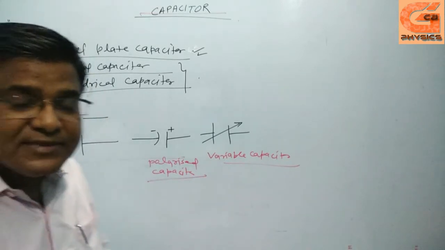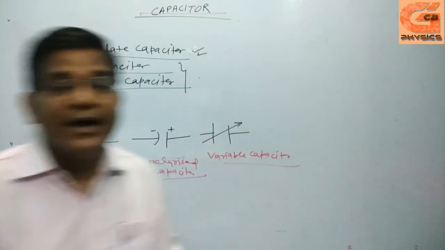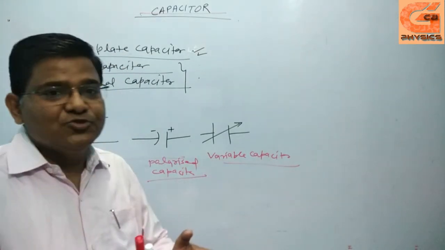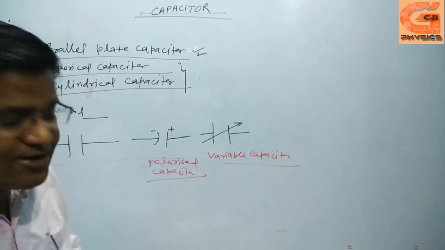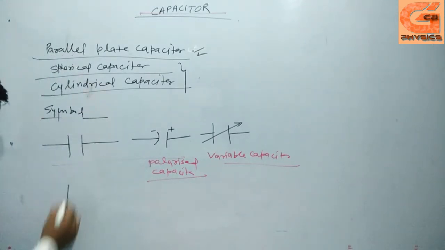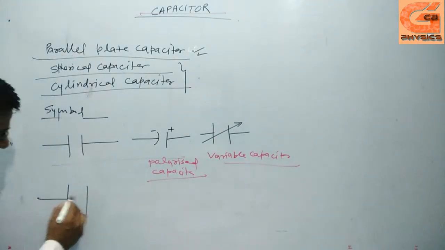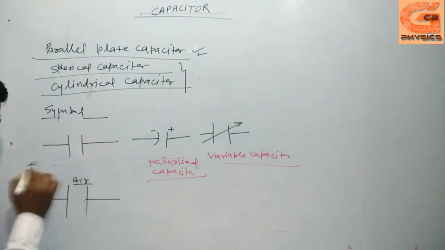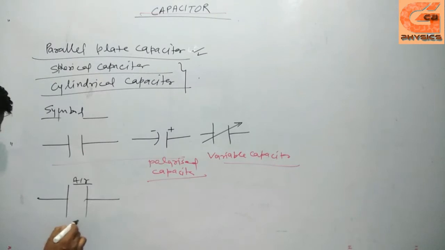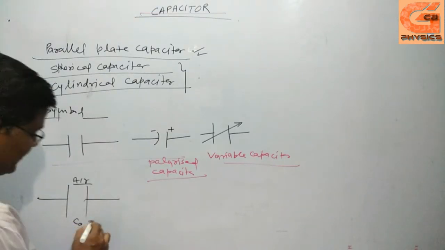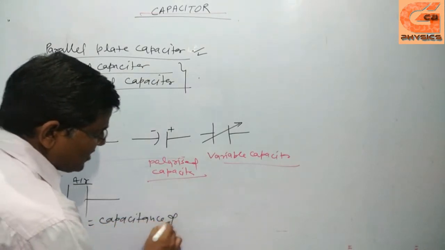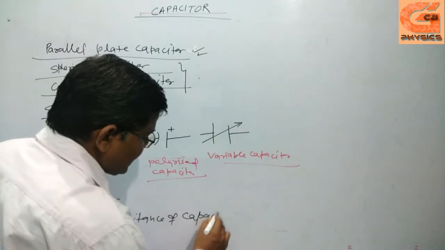Capacitance of a capacitor increases by introducing a medium between the two plates. It's known as the dielectric. Dielectric means when you introduce a medium in between the plates, suppose in air or vacuum, then capacitance is C naught. Suppose C naught is the capacitance of the capacitor in air.